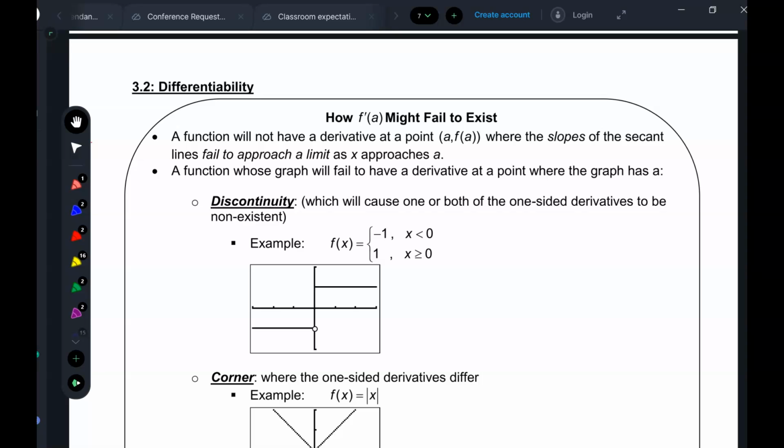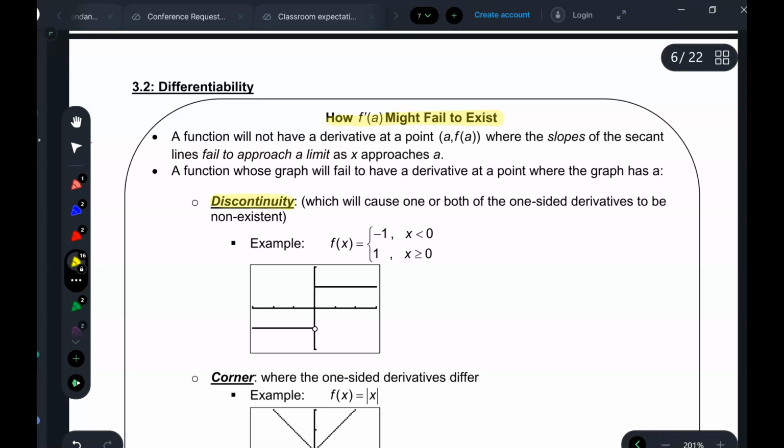All right, so differentiability. What does differentiability mean? It has a derivative, which means it has a slope at a point, the tangent slope. That's the same thing. So that point has to exist. That's why I said the first thing we want to consider is: is it continuous?